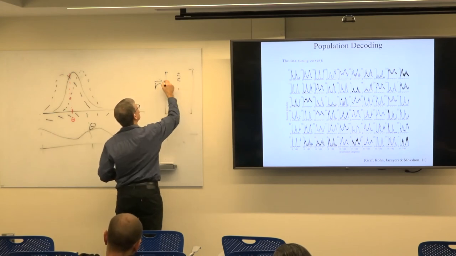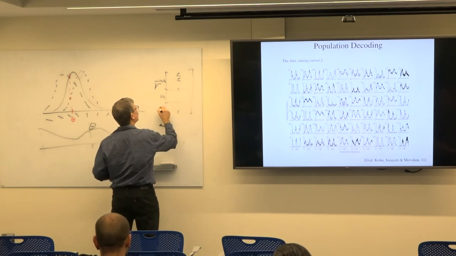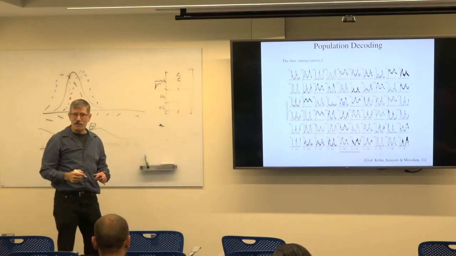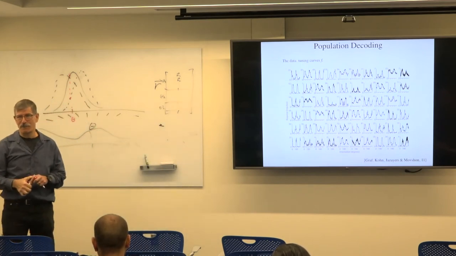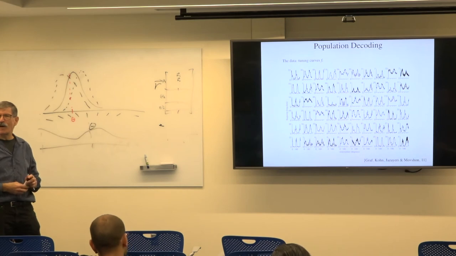And some of these would be for theta 1, and the next bunch would be for theta 2, and then theta 3. That's the data. So we have a bunch of vectors. And the question is, what does that tell us about decoding what was on the screen from that collection of vectors? What would be the best way of doing it? And what does that tell you about the neurons?